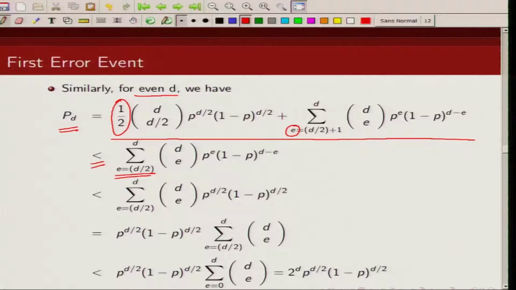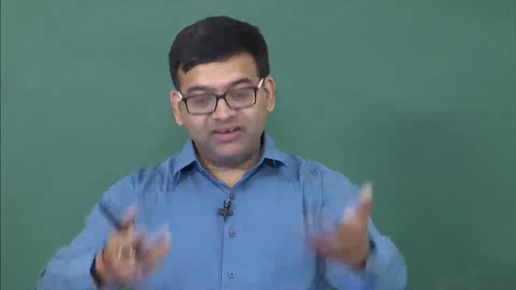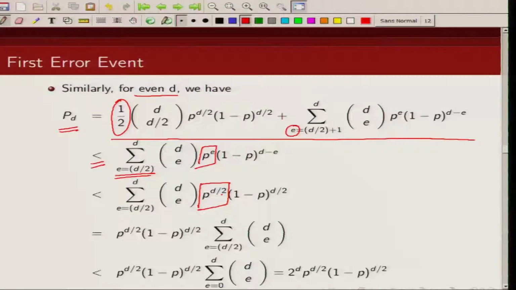Next, same as in the previous expression, I replace p raised to power e by p raised to power d by 2. And again, because p is a number between 0 and 1, if you raise it to a higher number, it decreases. So, I just kept it at d by 2, which is the smallest value of e.